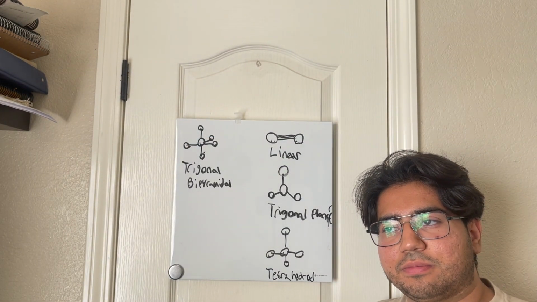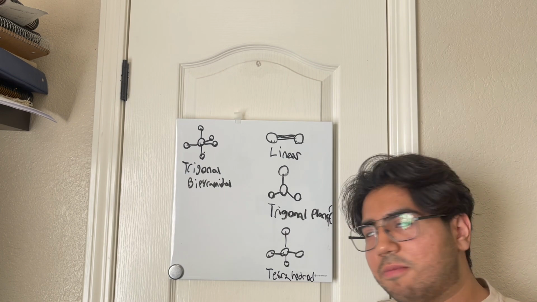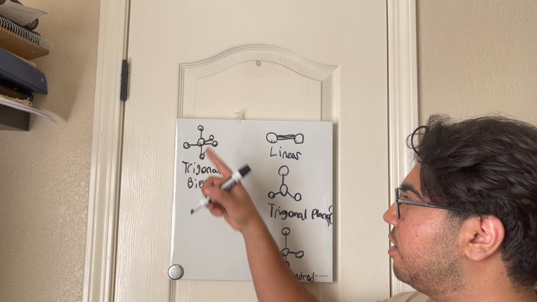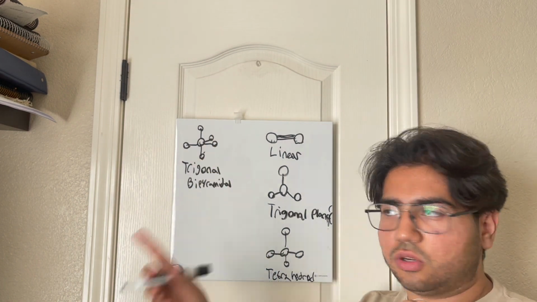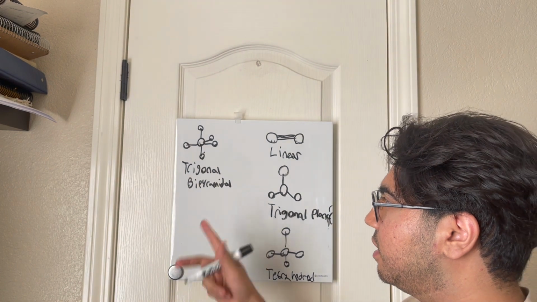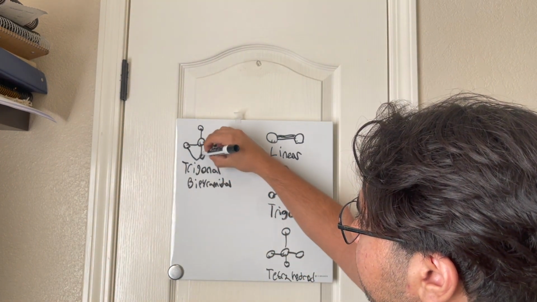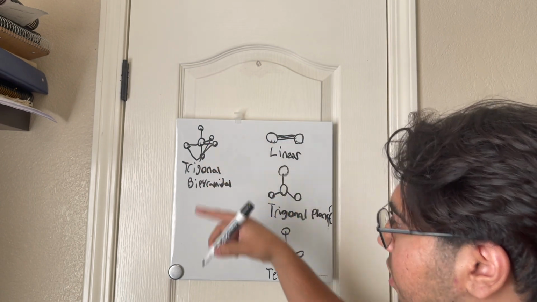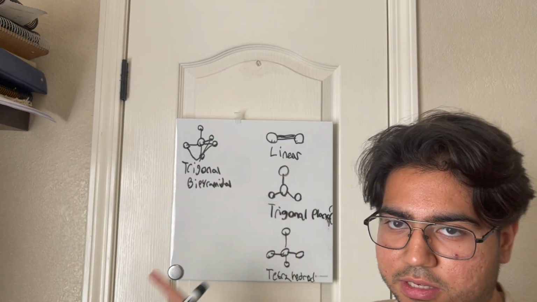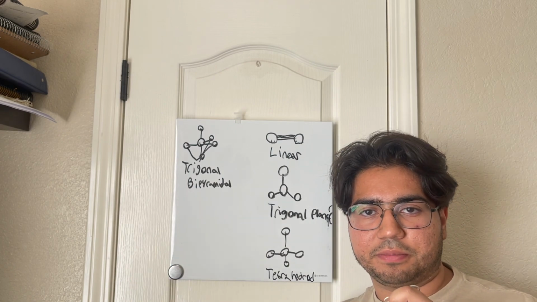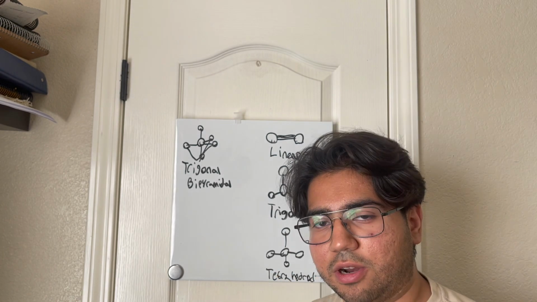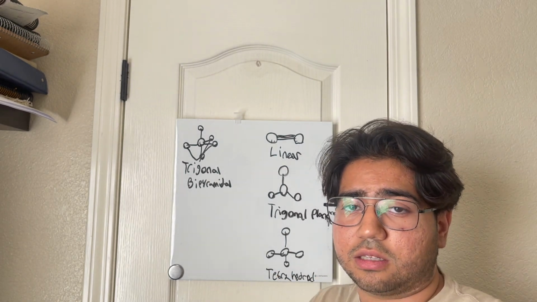Now, you can kind of see where they get the name from, right? Trigonal from these three atoms surrounding the central atom, and then bipyramidal because if you connect these in a 3D space, you get two pyramids on the top and the bottom. Yes?